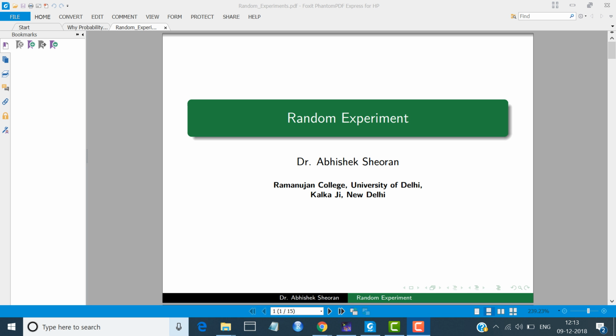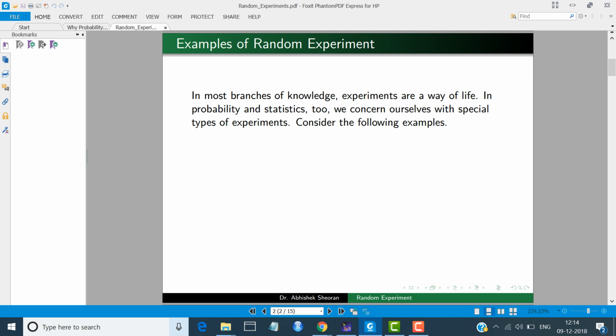So now we are going to discuss the random experiment. What are random experiments? Before going to random experiments, we study some properties of this. Why do we need random experiments? Experiments are needed in any scientific study. So what are random experiments?